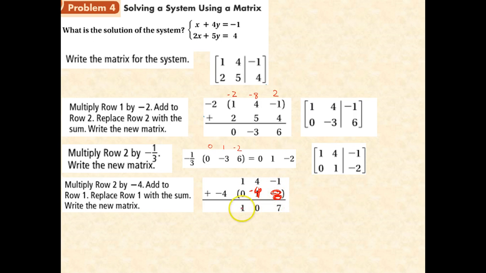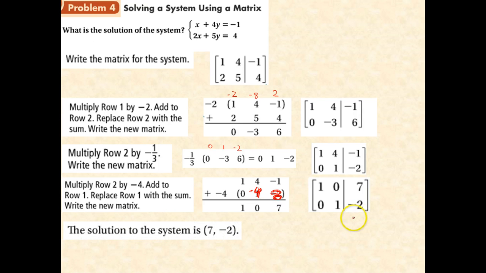So now I can replace this with the top row. And now I'm done because I got 1, 1. I got x equals 7 and y equals -2. So the solution to the system is 7, -2.